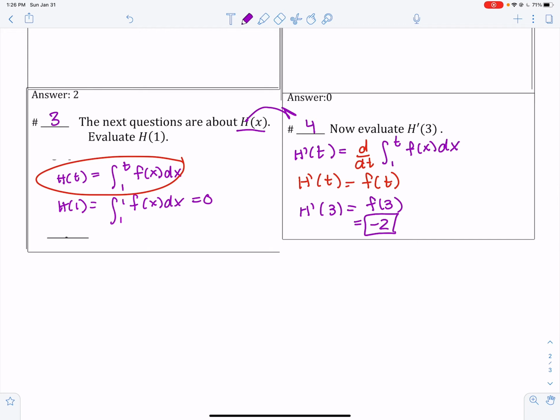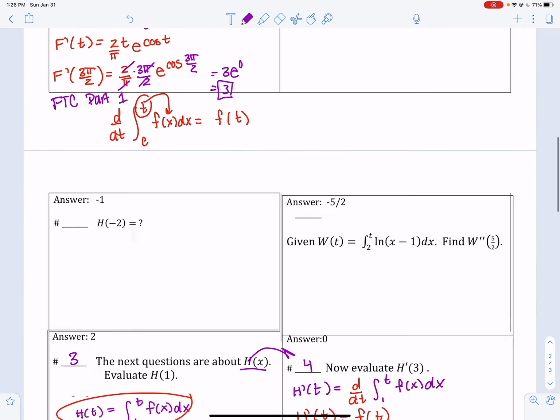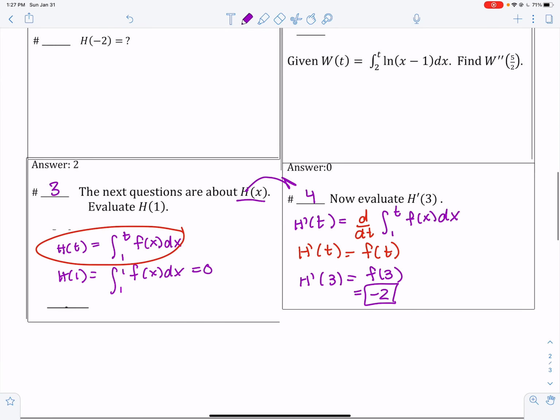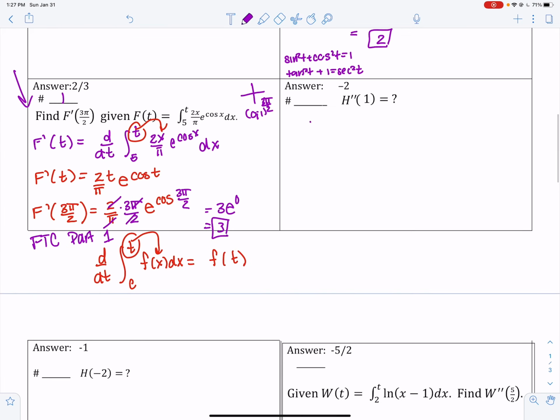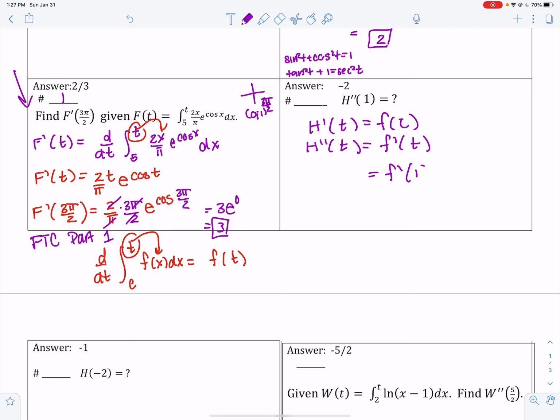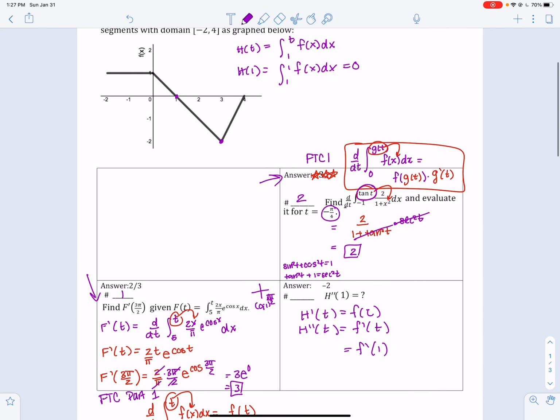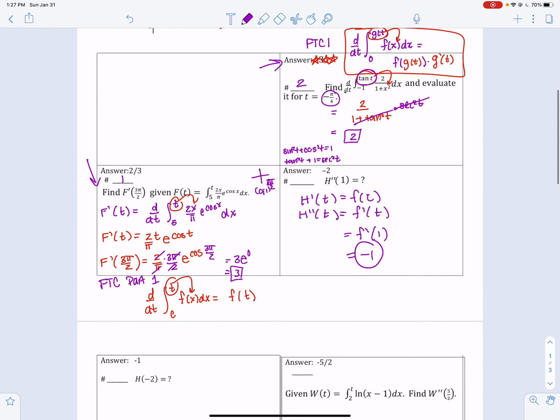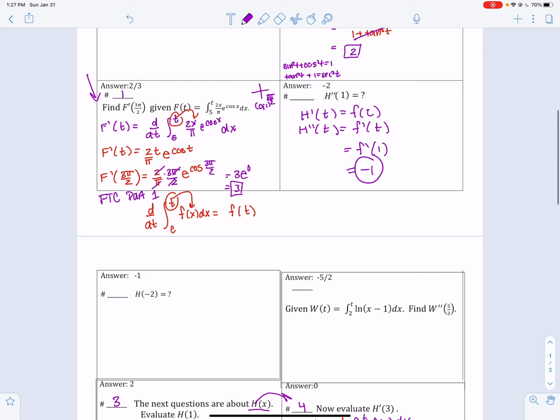Okay, so that brings us to h double prime of 1. I'm going to just borrow h prime. So h prime of t equals f. H double prime of t is f prime of t, that's the slope. And what's the slope at 1? The slope at 1, if we look at the picture, is negative 1. Okay, I should have numbered these. This is 5.